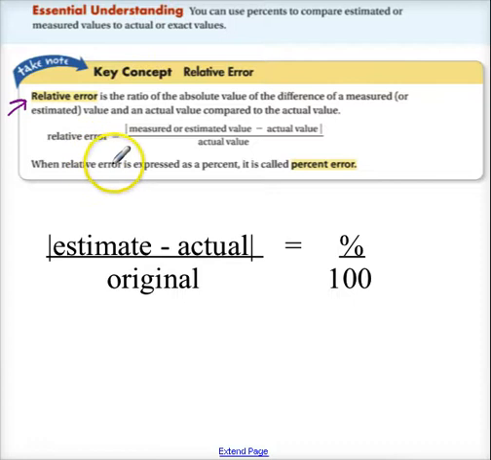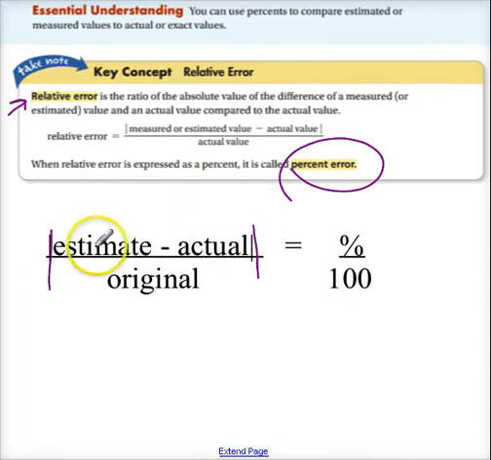So when relative error is expressed as a percent, it's called the percent of error. Okay, how much were we wrong in our answer? To find the percent of error, you're going to take again the absolute value of the estimate minus the actual measurement or whatever it was you were finding, and then you're going to put that over the original, set equal to percent over 100. So that's the formula for percent error.